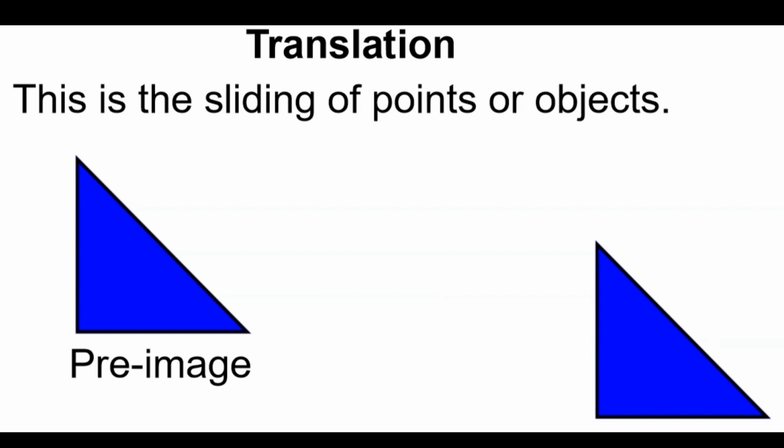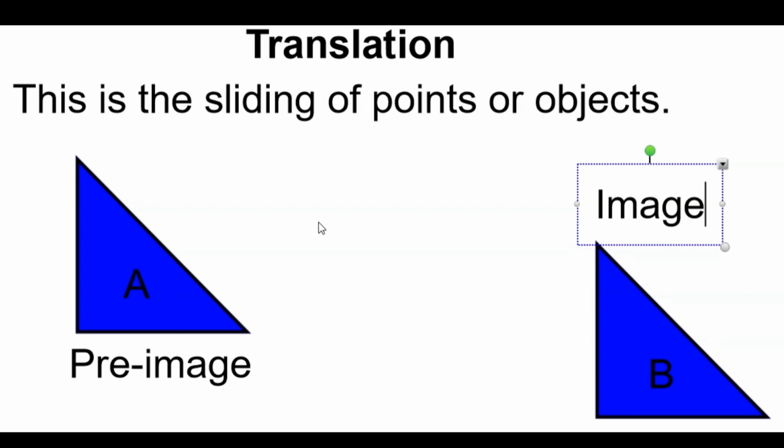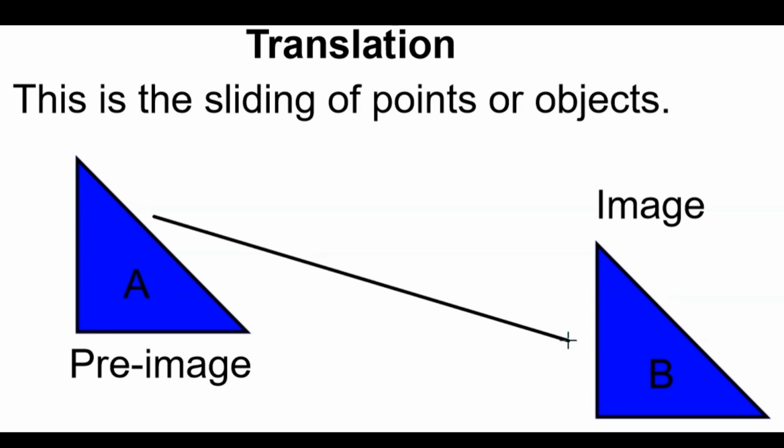So this is the pre-image. Let me call this A. And the image, let me call this B after the transformation. So this is the image. And this is the pre-image. So we have transformed triangle A to triangle B.